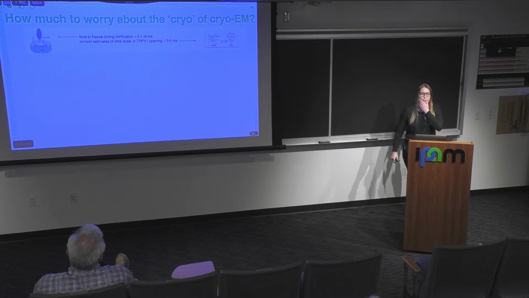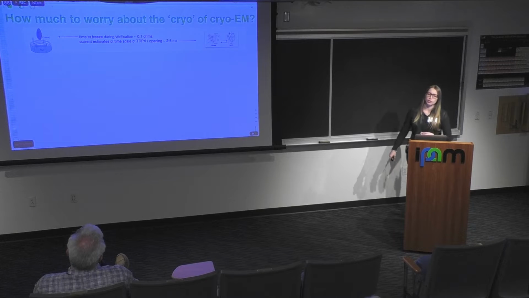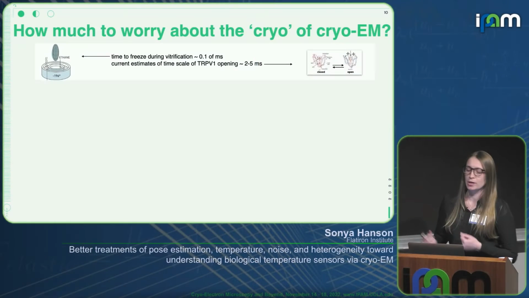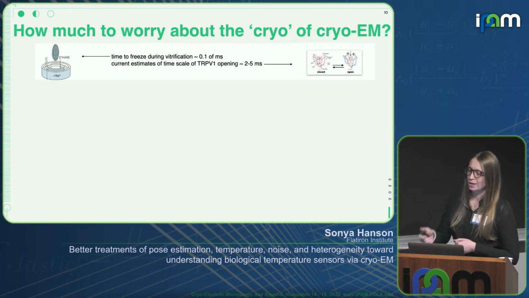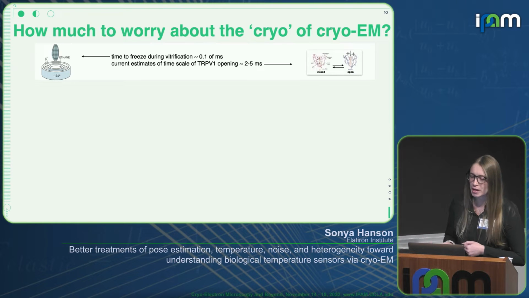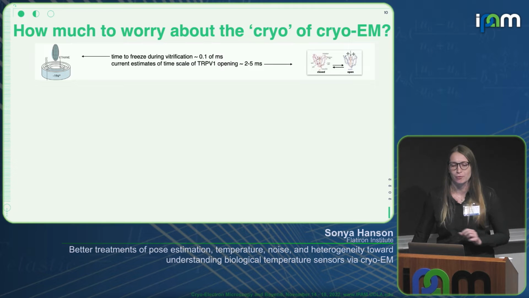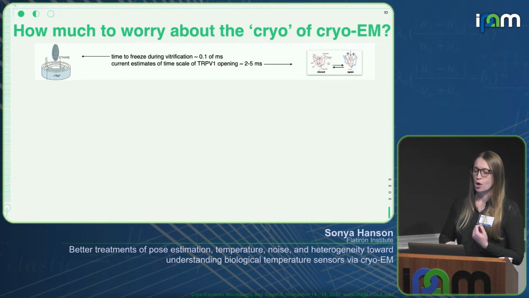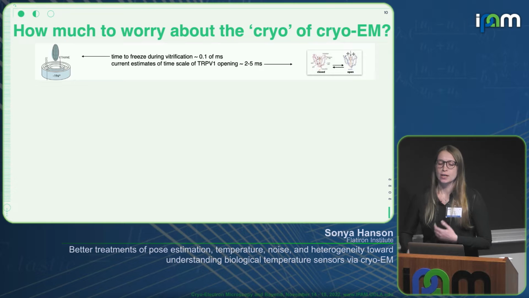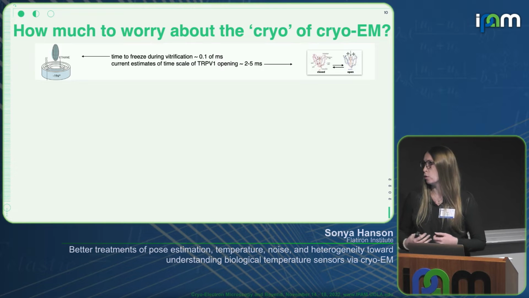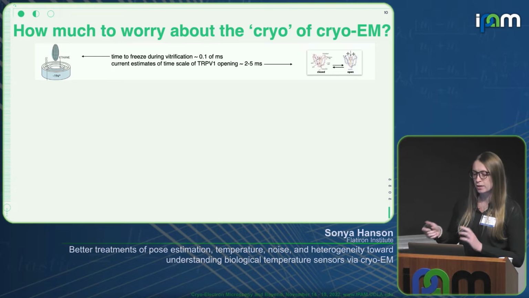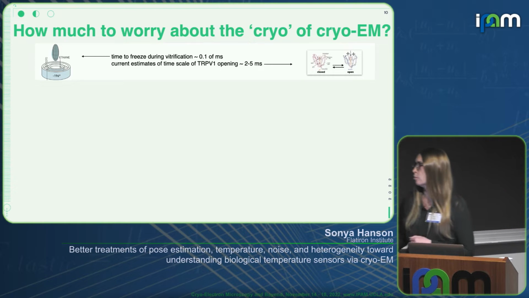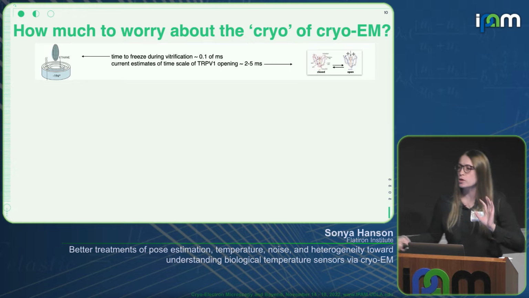If we're thinking about studying these proteins via cryo-EM, how important is the cryo part of this, given that these are temperature sensors? There's some debate, I think, about these timescales, but this is what I've put on this slide. For TRPV1, the estimated timescale of heat-dependent opening is around 2 to 5 milliseconds, while the estimated time for vitrification is less than a millisecond. So hopefully we'll be okay.